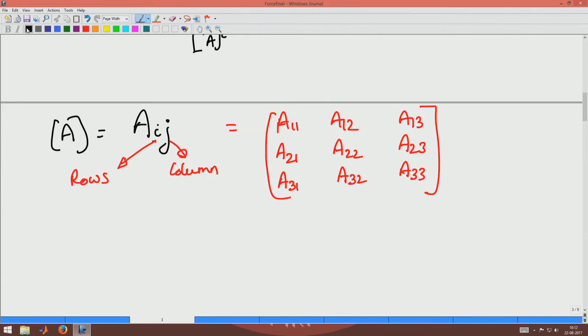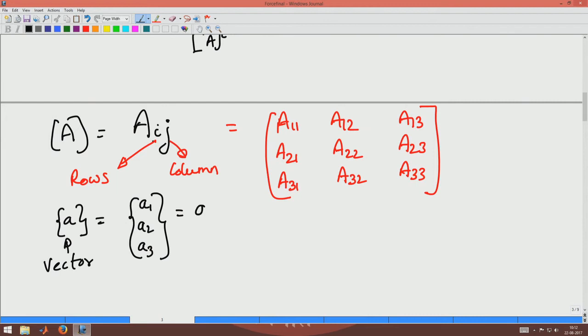Okay? Now, similarly, if I have a vector which I denote by this symbol a, I will write it as a column vector a1, a2, a3, which I will denote as a_j, okay? In general, I will not have this second index to indicate the column. So, vectors will be represented using just one index. By default, vectors for us would be a column vector.